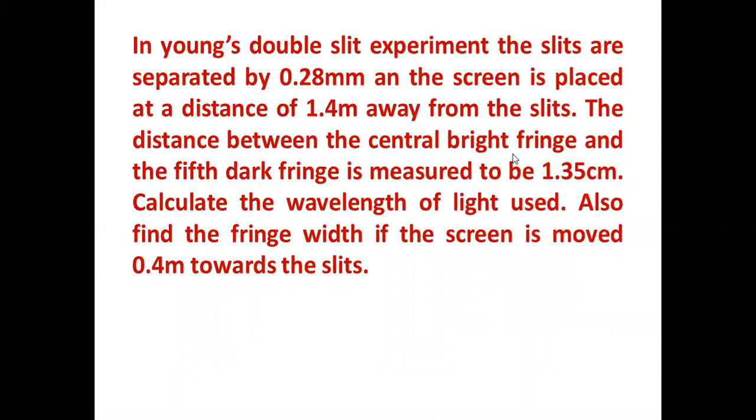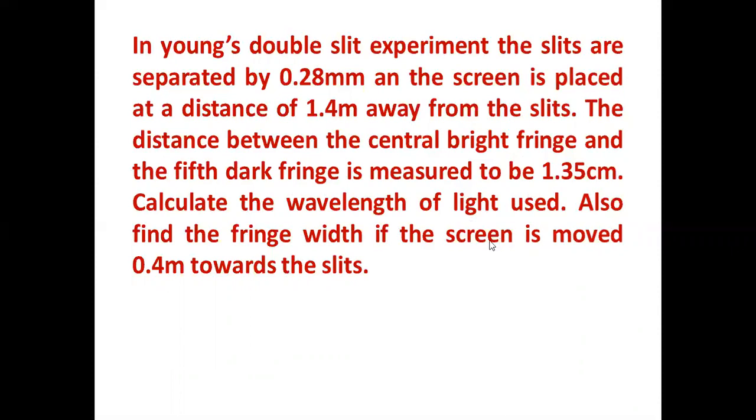Because the first dark fringe is at half beta, the second dark fringe is at 1.5 beta, and this, the fifth dark fringe, is at 4.5 beta. So 4.5 beta is 1.35 centimeter. Calculate the wavelength of light used. Also find the fringe width if the screen is moved 0.4 meter towards the slits.